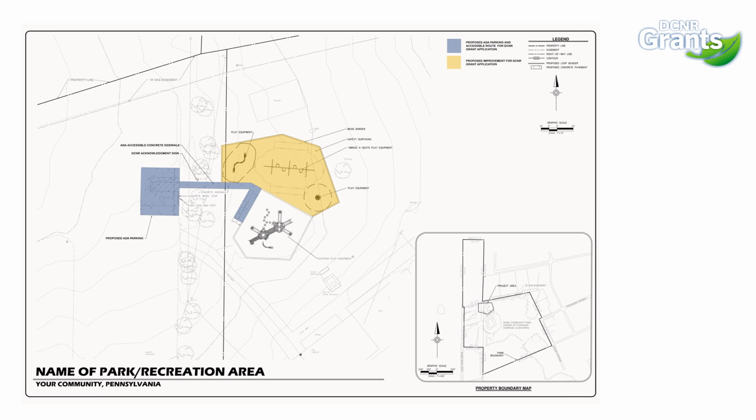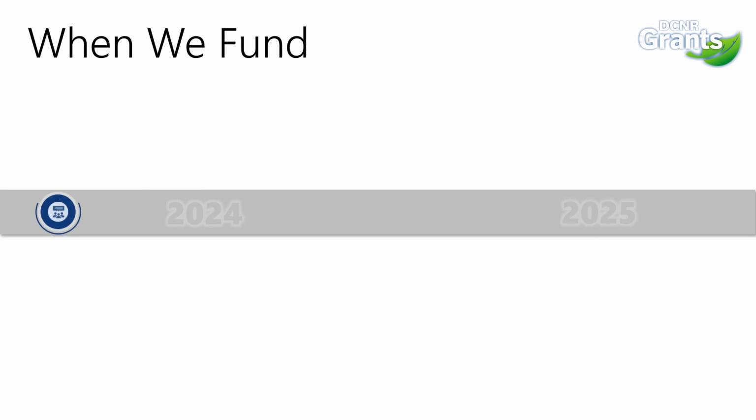This drawing also shows the metes and bounds or property line descriptions of the entire park site in the bottom right of the screen. Depending on your site, you may need to include other site features, such as waterways, floodplains, and other man-made features. You need to understand the grant timeline.